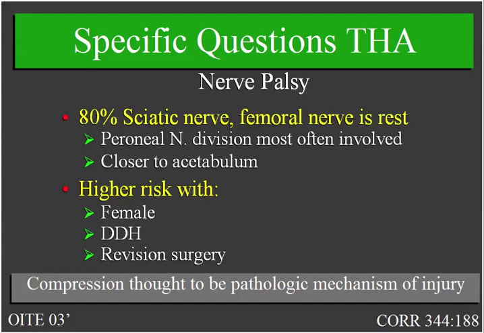Nerve palsy, sciatic nerve is the most common nerve involved in hip replacement. Peroneal nerve division is most often involved because it's closer to the acetabulum anatomically. There's a higher risk of sciatic nerve injury with female patients, DDH, and revision surgery.